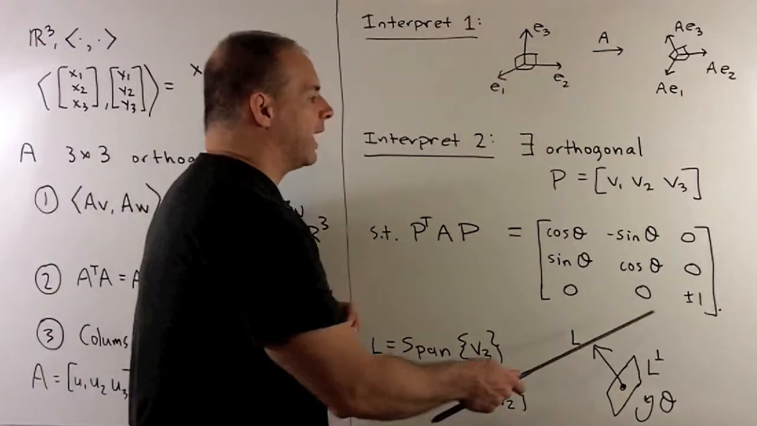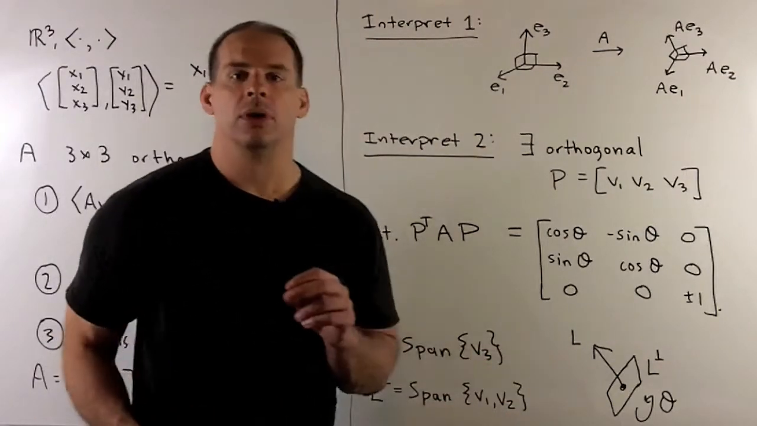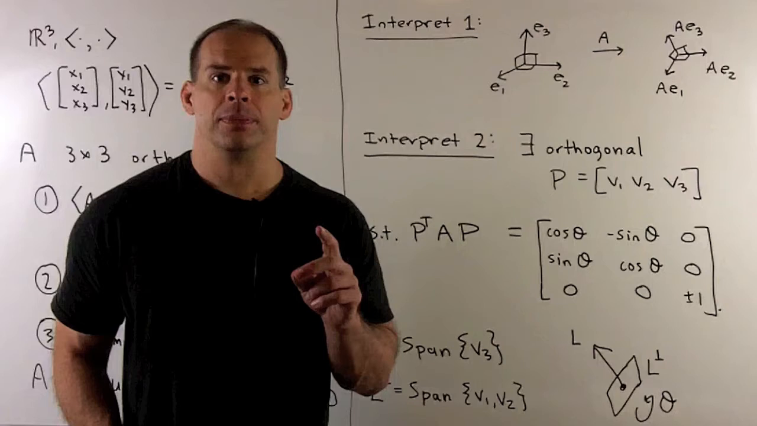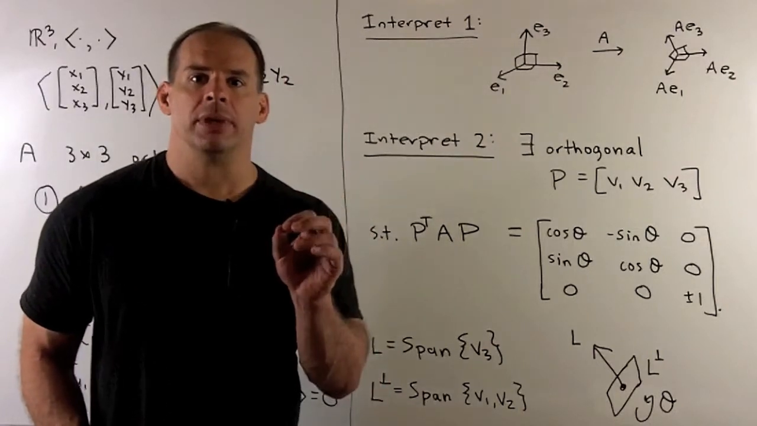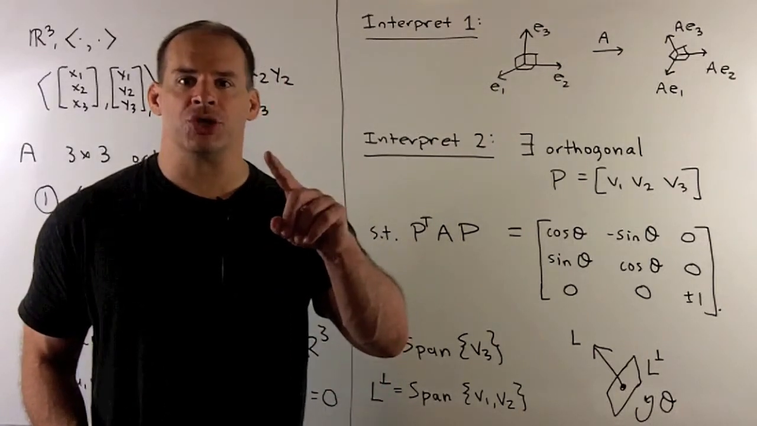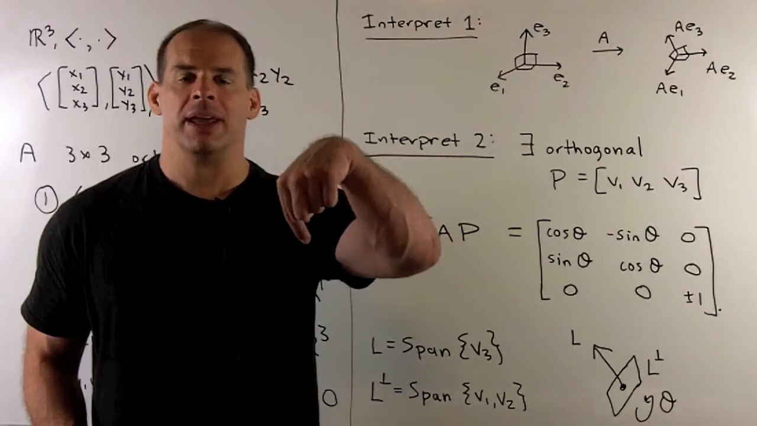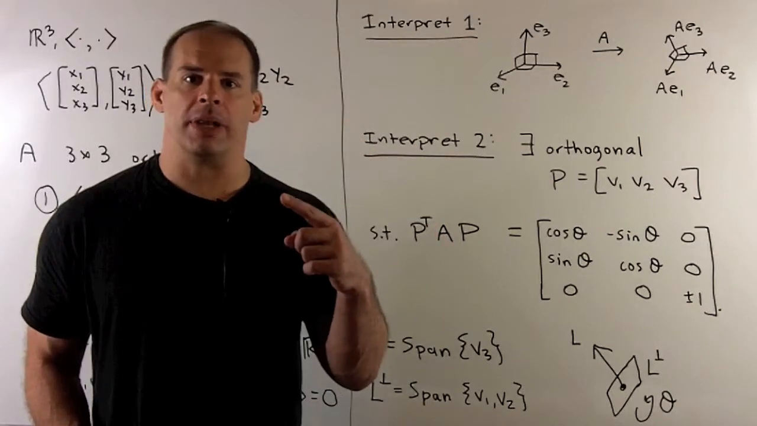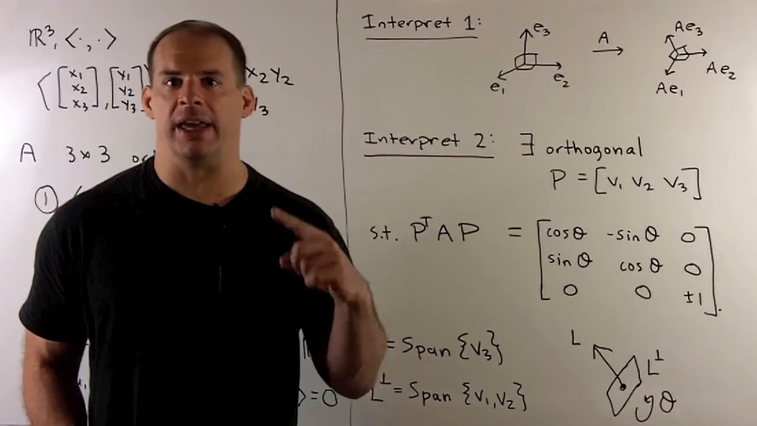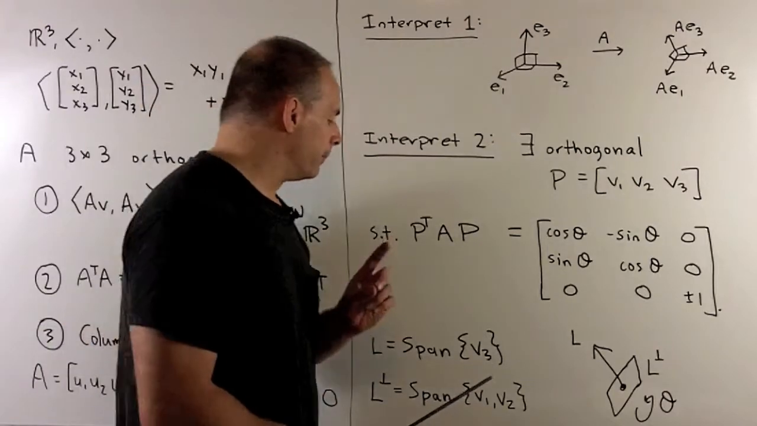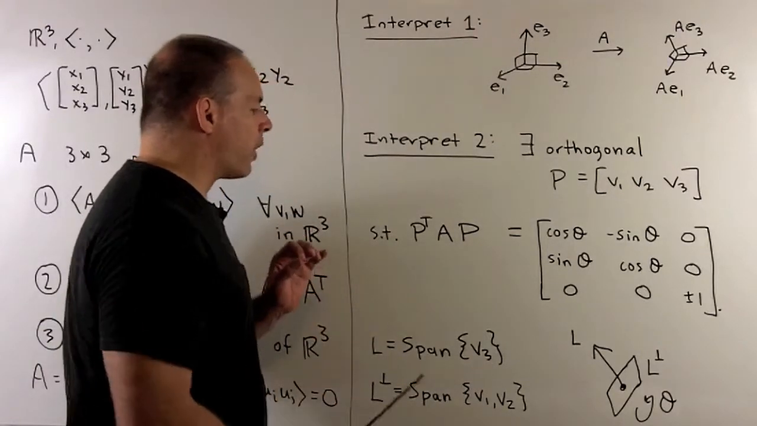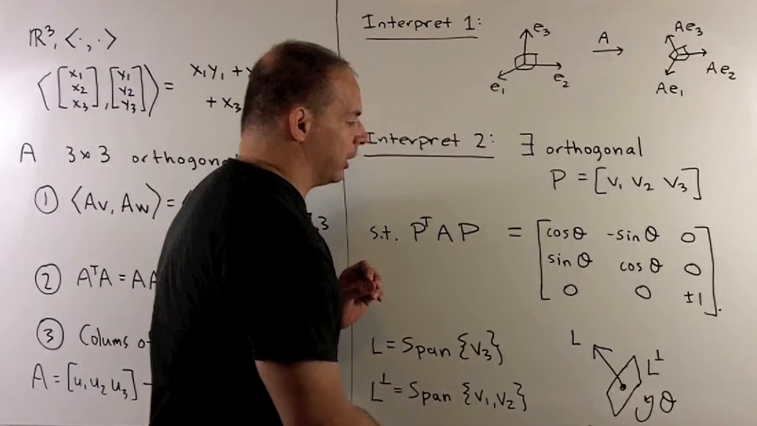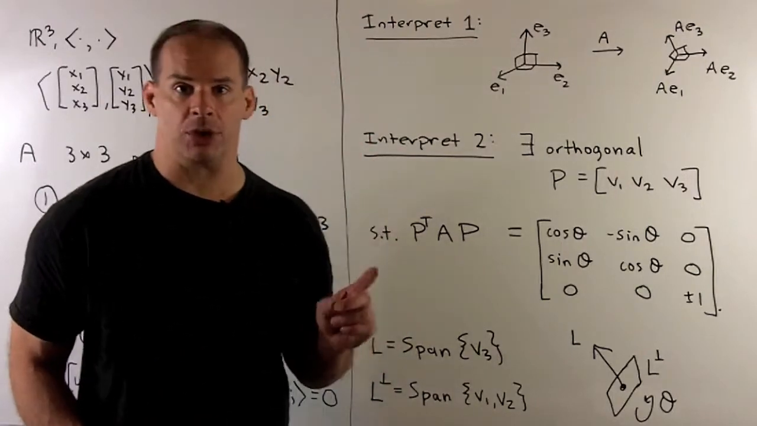If we have a -1 here, more or less the same idea. For our line L, instead of being fixed pointwise, it's just going to flip through the origin, and then we're going to take the perpendicular plane and then just rotate by theta again. So that's going to be the description of all orthogonal 3 by 3 matrices in terms of geometry.